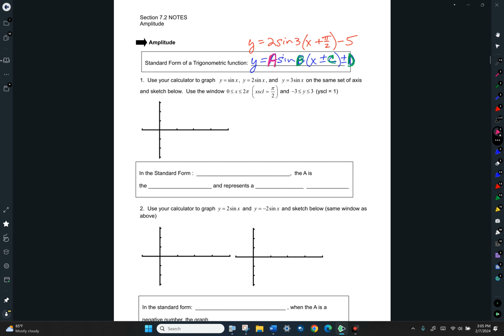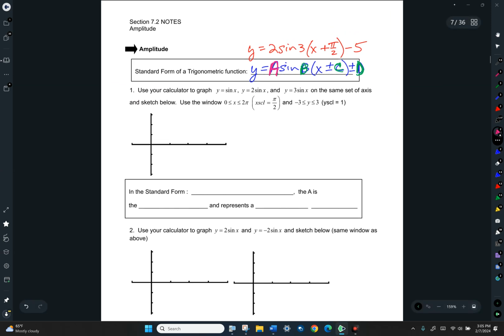Right there, A. So notice number 1 says use your calculator to graph y equals sine. Well, I don't need my calculator to graph y equals sine. I know what it's going to look like. Remember how we said it starts, it ends, and halfway at 0, and it goes up to 1 and then down to -1. So I can draw the basic sine function right there.